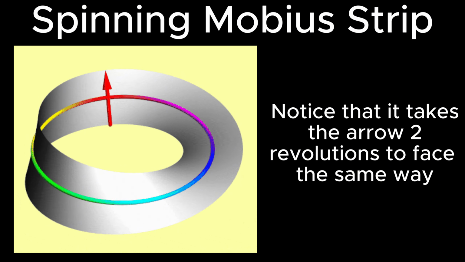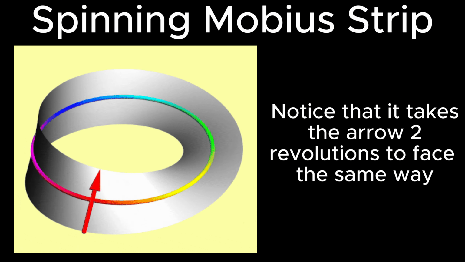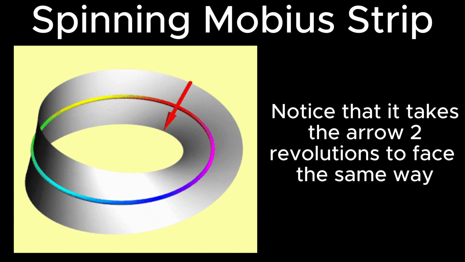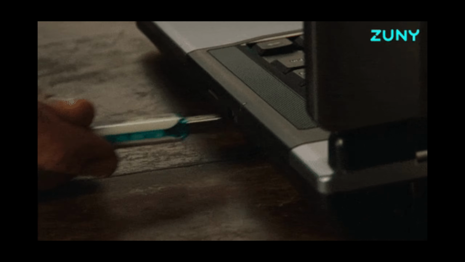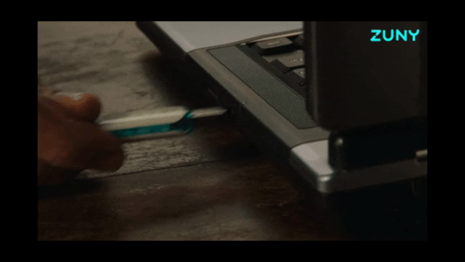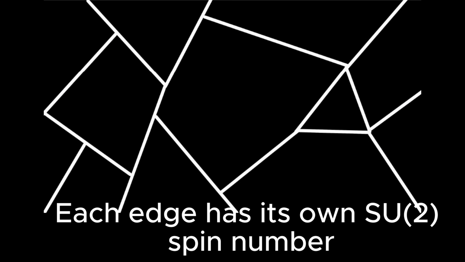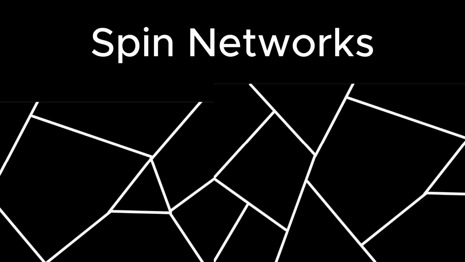But this means that spin 1/2 particles need a 720-degree rotation to go back to their original state. If that doesn't make sense, you can think of it like when you're trying to plug in a USB. You try the first time, it doesn't work. Rotate it, doesn't work. And then you flip it one last time, oh my god, it's in. Then it works. So for loop quantum gravity, these SU2 labels of spin are intertwined together and would make up networks. These spin networks would make up the chunky area and volume of space itself.